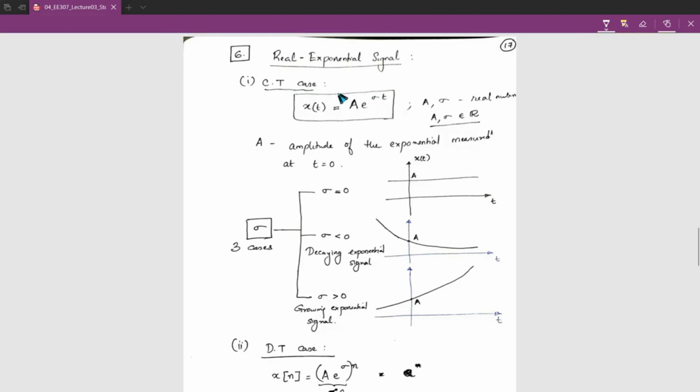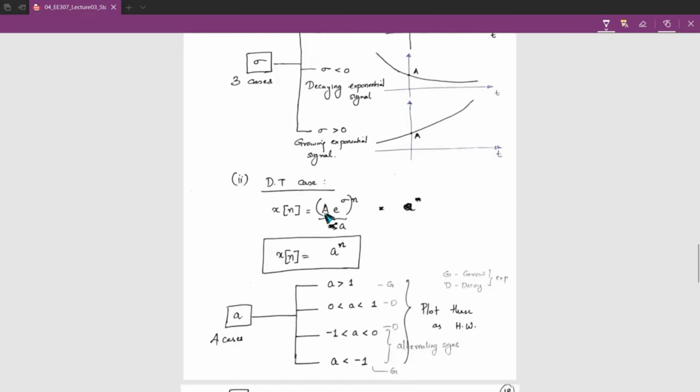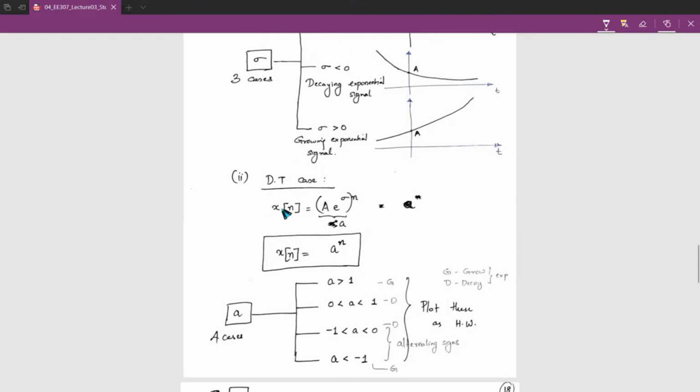Now, today I'm going to explain how to generate real exponential signals in Matlab. So, what are real exponential signals? A real exponential signal is a signal that follows the equation x of t is equal to a e raised to sigma t. That is in the case of continuous time signals, and there is also another case where the signal is a discrete time signal.